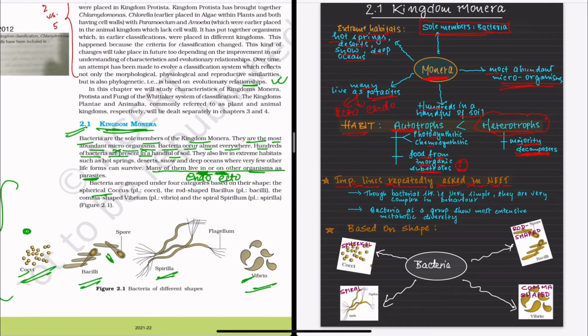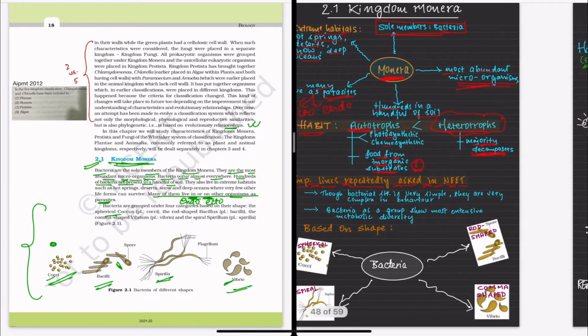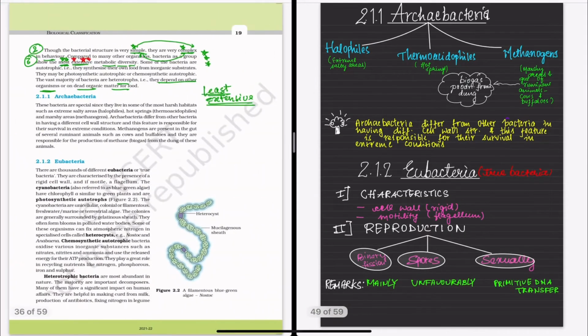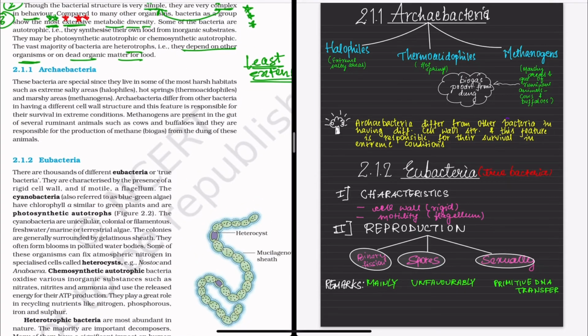Now we move on to archaebacteria. These bacteria are special. They are quite special, as we are discussing the three domain system. There was that question, and it also pointed out that these bacteria are special. They have some novel features over others.